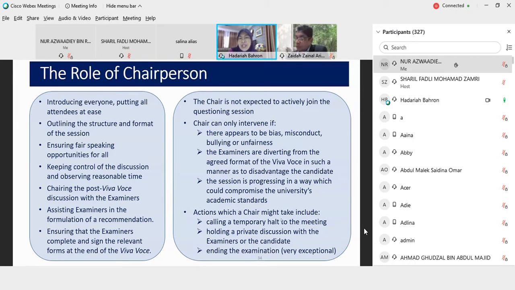Actions which a chair might take include calling a temporary halt to the meeting if things are getting out of control. Just stop the meeting for a while. He can hold a private discussion with the examiners, or a private discussion with the candidate, if things are getting very distraught and he needs to put things in order. And he can end the examination if things really can't be saved. That is very exceptional. It doesn't happen very often.